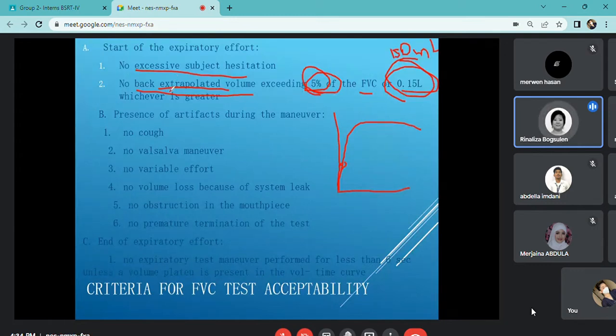But what else? There should be no artifacts. What are the common artifacts na makikita mo? Coughing. Sabi ko nga, if this is your flow volume loop, makikita mo, pag nag-cough yung pasyente, exhale, tapos blow, blow, blow, blow, blow, blow. Merong sort of appearance. That is coughing. No Valsalva maneuver. Ano ibig sabihin ng Valsalva maneuver? Anybody? What's Valsalva maneuver?